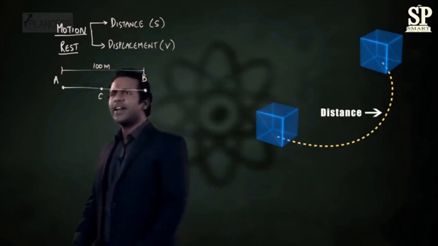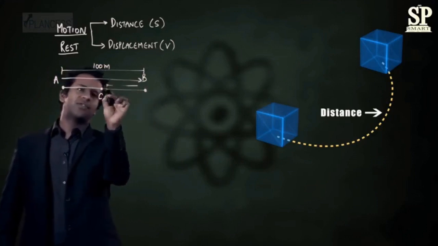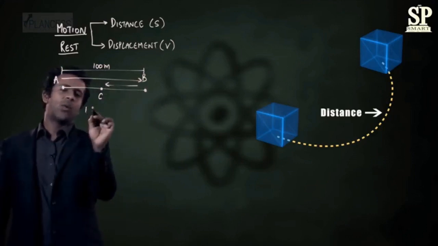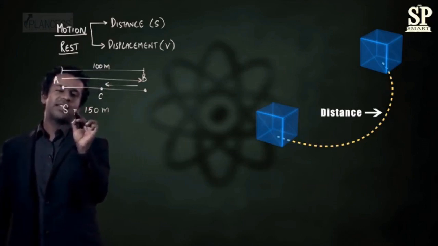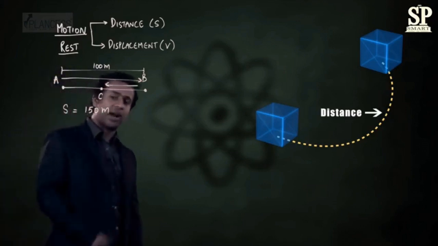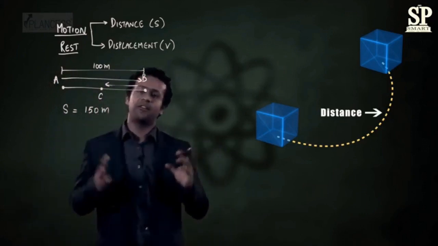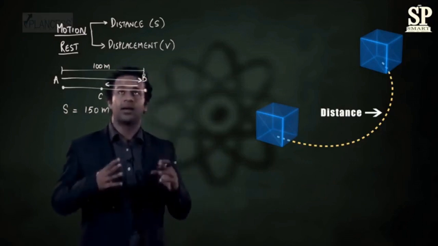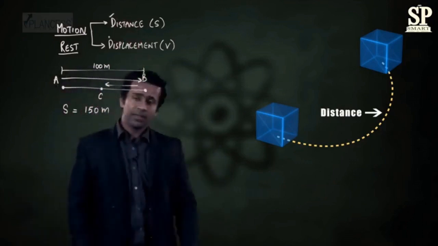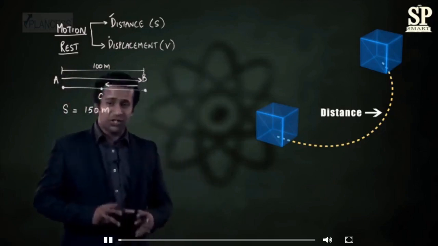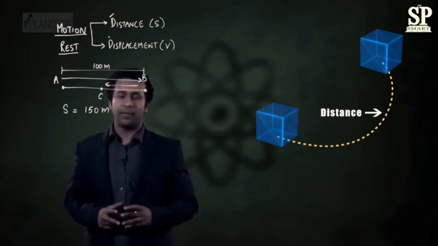I'm sure you figured it, that it has moved through 100 meters plus 50 meters, which is 150 meters. So this is the distance covered by this particle. Right. So distance is nothing but the length of path taken by the particle. Right. Let's now talk about displacement. Displacement is the shortest distance between the initial point and the final point.